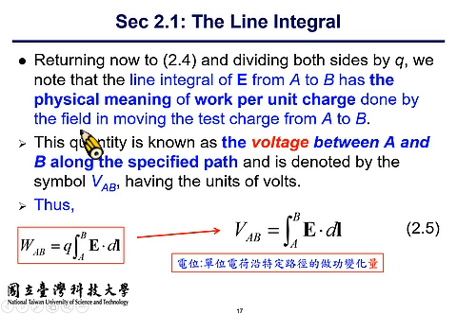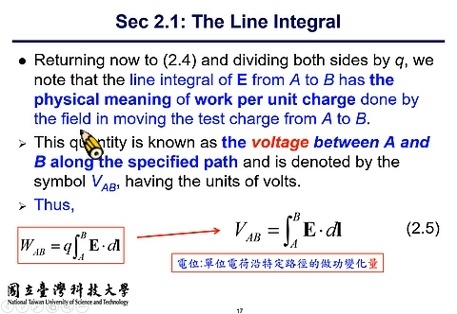On Tuesday we discussed the concept of the line integral and its importance in the calculation of electromagnetics. In particular, we introduced the definition of electrical potential, which is also known as the electric voltage V.